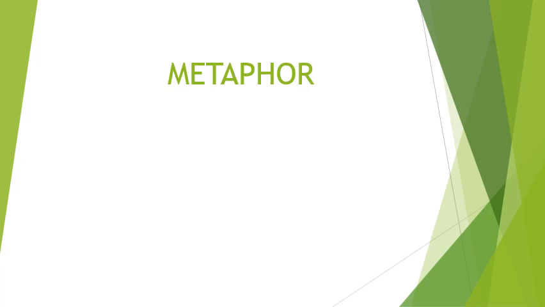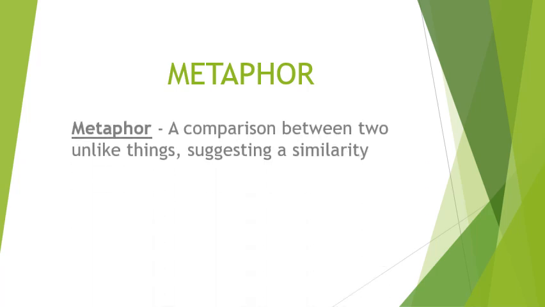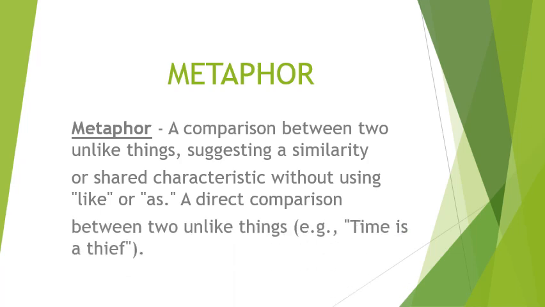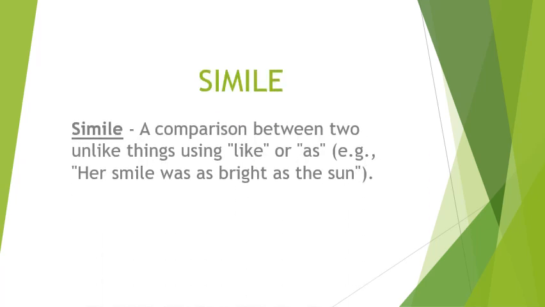Next one, we have metaphor. Metaphor is a comparison between two unlike things, suggesting a similarity or shared characteristic without using like or as. This is a direct comparison between two unlike things. For example, time is a thief. Next one, we have simile. The simile is the comparison between two unlike things using like or as. Example, her smile was as bright as the sun.